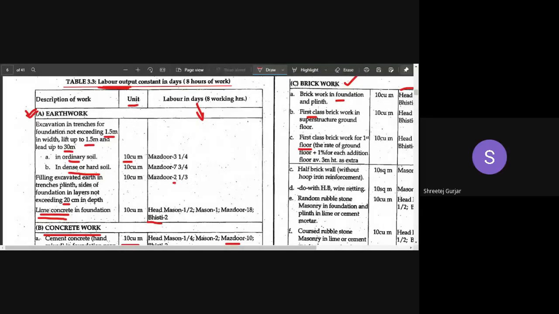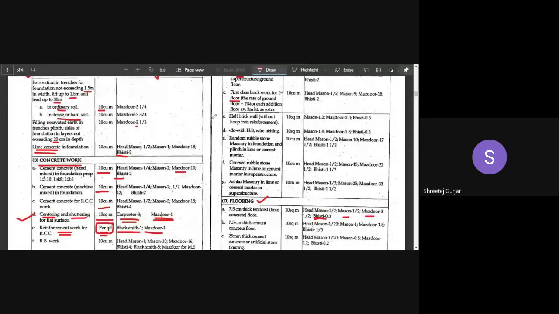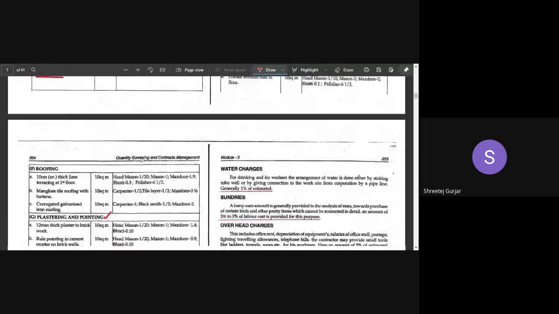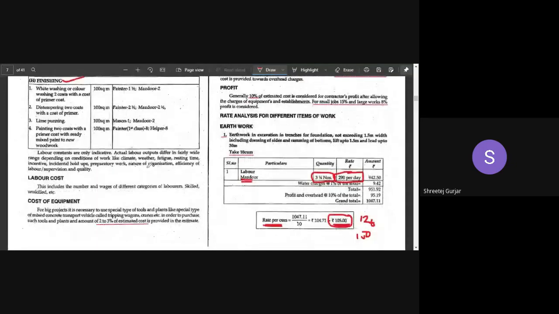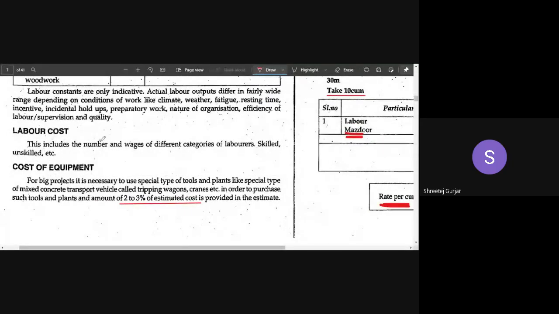Okay, so moving on to the next thing. After we know how to determine the type and the number of laborers required for each work, we move on to labor cost. We have learned regarding this labor cost, and the various factors.